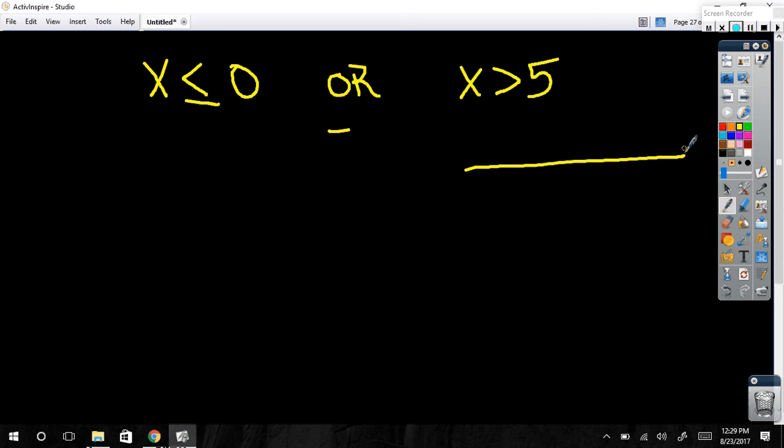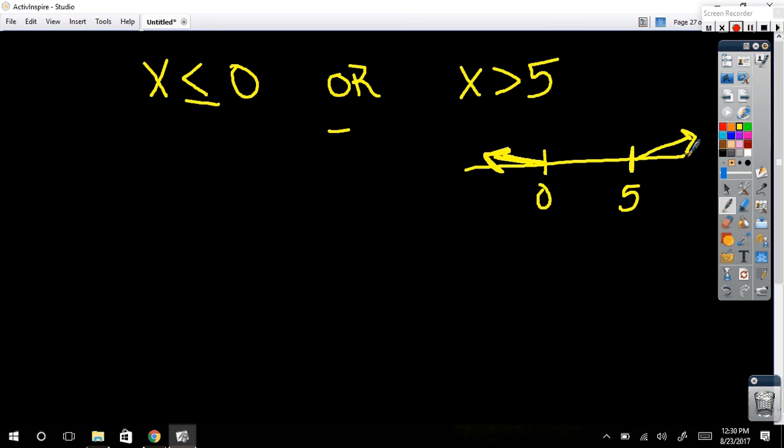So if you think about this on a number line, this is saying that x can be less than or equal to 0, which goes off this direction, or greater than 5. The first one is what kind of circle, open or closed? Closed. What's the next one? Open. So, do you see that this has two pieces to it?